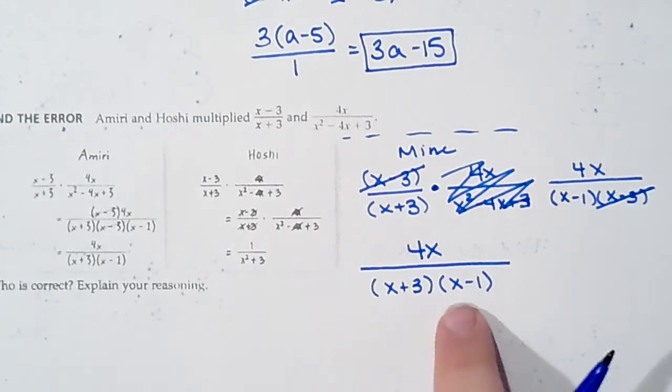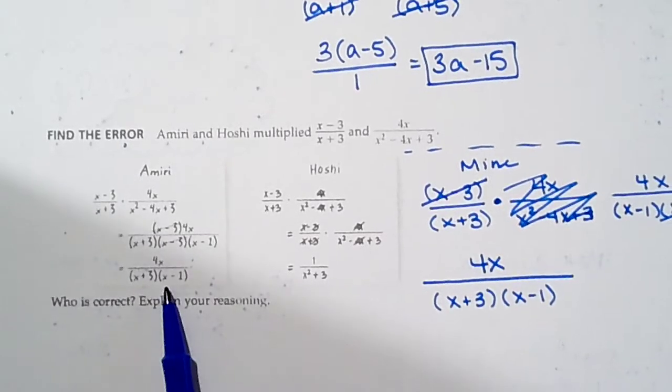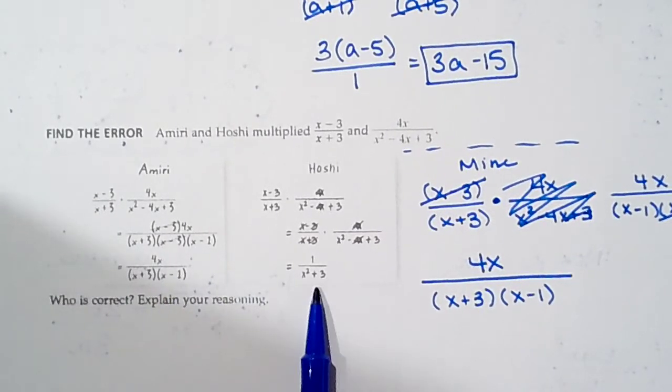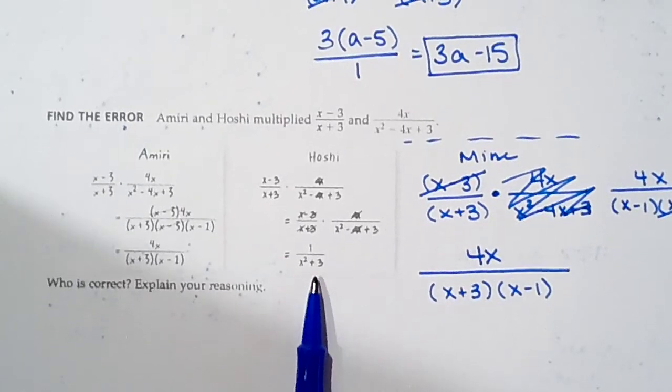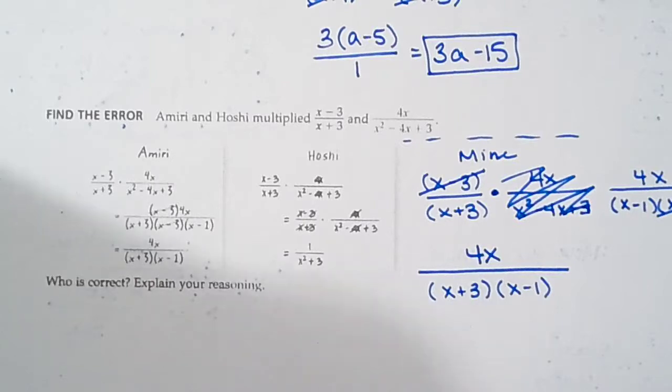All right, so now I've got my answer to compare it to. Now let's jump back over to Amiri and Hoshi and see what they got. Oof. Amiri got the same answer as me. Hoshi did not. So I'm going to go through and start looking to see if Hoshi made a mistake or if I made a mistake.